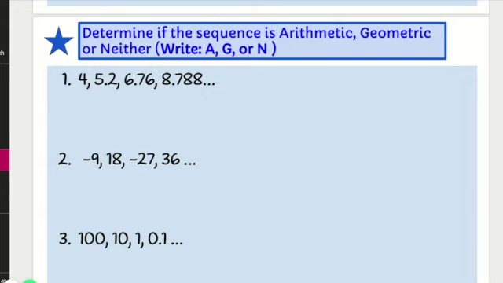All right, your next set of examples that you're going to try are right here. Determine if the sequence is arithmetic, geometric, or neither. So you're just going to write A, G, or N. Right? So you're going to find either the common difference or the common ratio. And once you find the first one, make sure it checks out for each sequence, for each term afterwards. Because if it doesn't, that means it is neither.